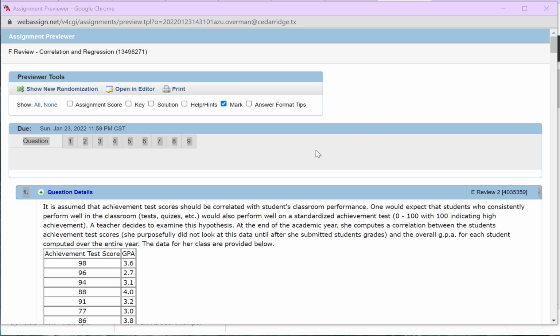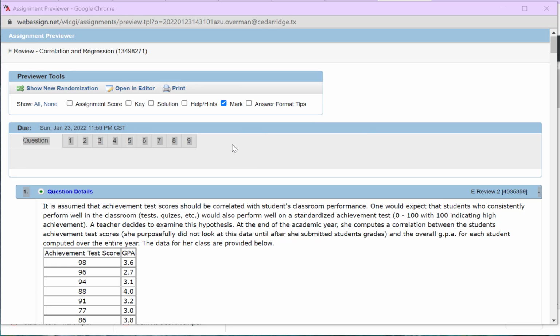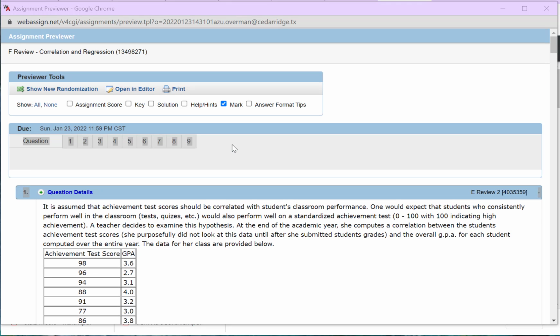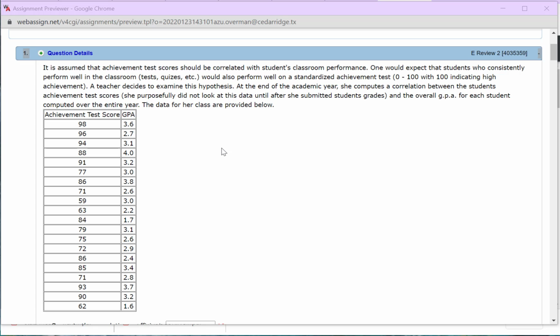Okay, I've decided I should try and work through the review for those of you who are studying for your test but maybe getting stuck. So we'll start with this problem.